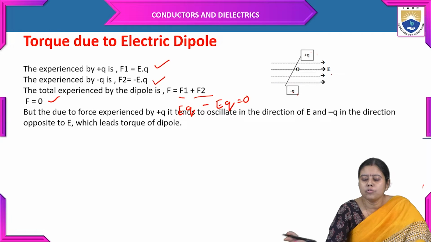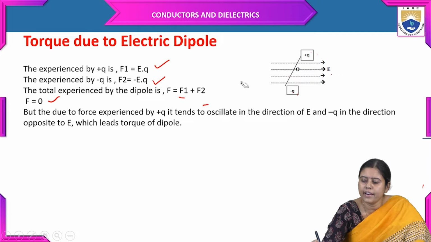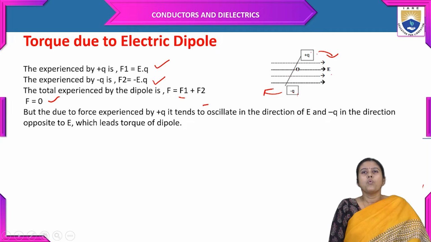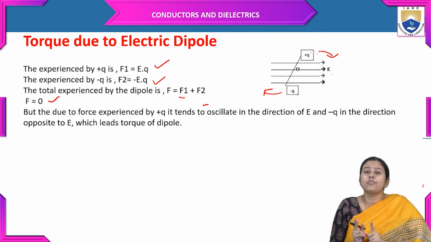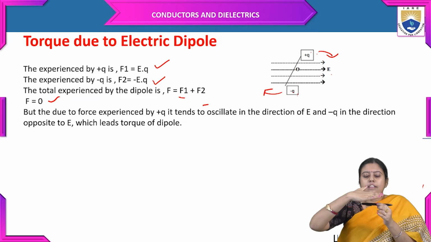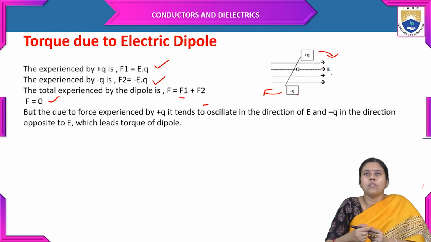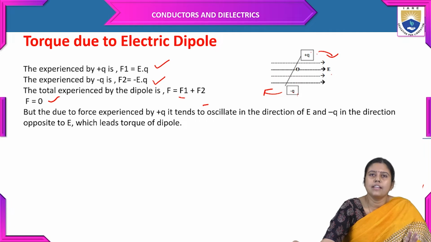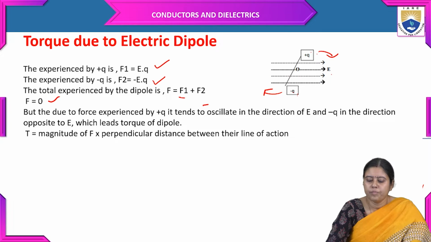But the force experienced by plus Q tends to move it in the direction of E, and minus Q will try to move in the opposite direction, which leads to some torque on the dipole moment. Though the net force is 0, if this is the direction of the electric field, one charge moves in the same direction and the other in the opposite direction. As a result, this leads to the torque of the dipole.